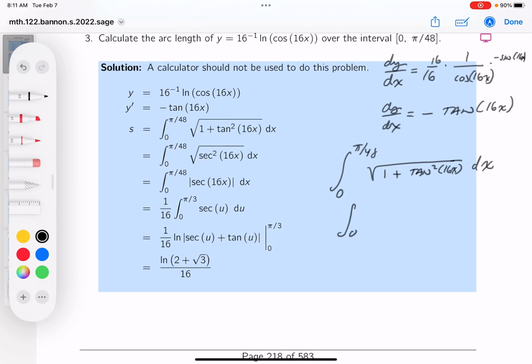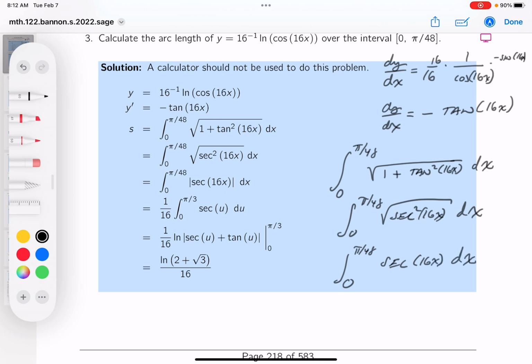So you get 0, pi over 48, the square root of 1 plus the tangent squared, which is secant squared 16x, dx. And I do want to point out that the square roots can be difficult because you have to do the absolute value, but what do I notice about this? Between 0 and pi over 48, the secant is definitely a positive number. So I can just simply do this now, secant of 16x dx.